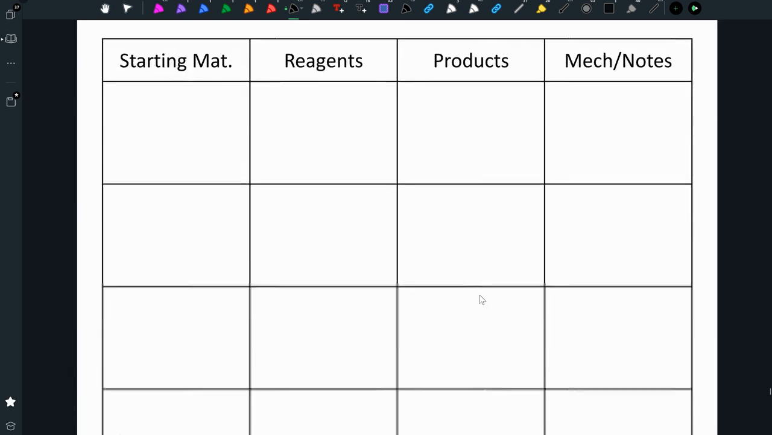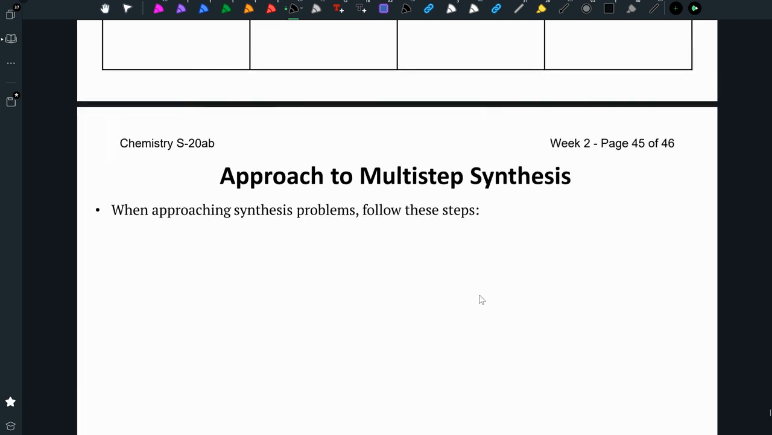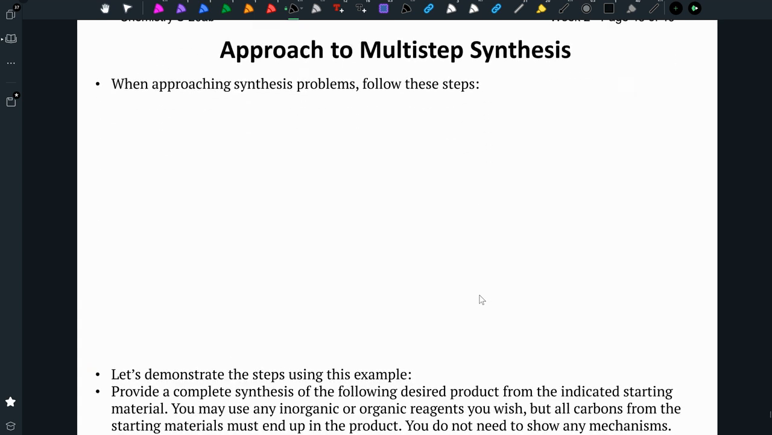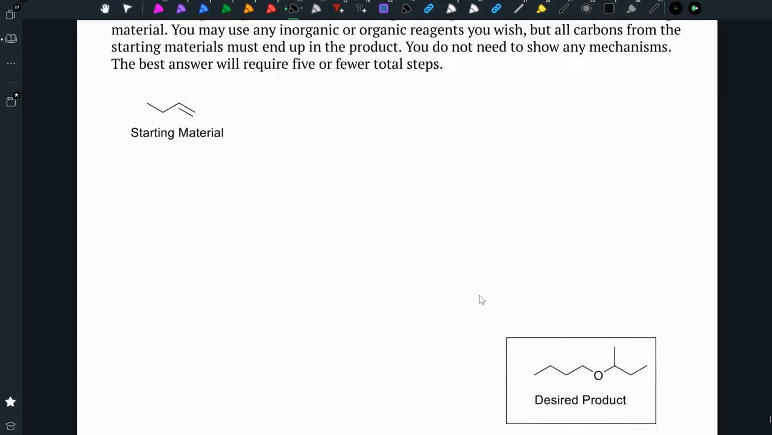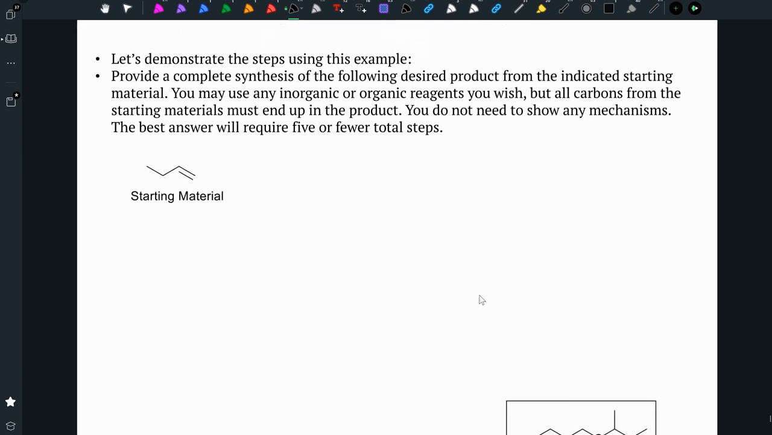It is a lot of work, but no one said organic chemistry is really easy, and that's why I took it. So once you know your reactions well, then you're going to start approaching synthesis problems. And synthesis problems tend to look like this. You have a desired product and you have a starting material. And you're told, okay, provide a complete synthesis of the following desired product from the indicated starting material. You may use any inorganic or organic reagents you wish, but all carbons from the starting material must end up in the product. You do not need to show any mechanisms. So this is really just knowing the outcomes, not necessarily worrying about the curved arrow mechanisms for each step.